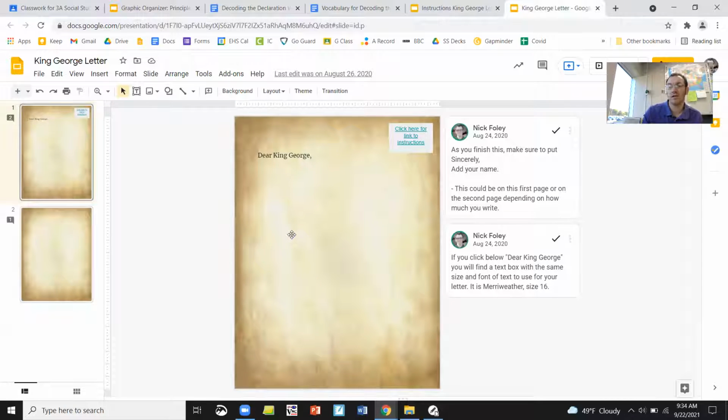And we will be starting to work on this in class today and continue on Thursday and Friday. I believe the King George letter will probably be due at the end of the day on Monday, but it'll largely depend on how things go in class.